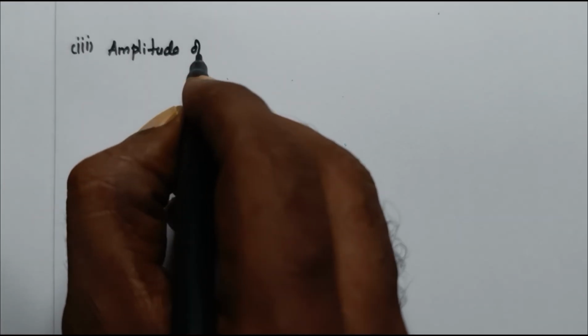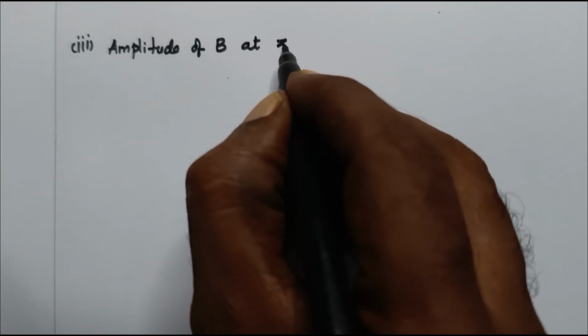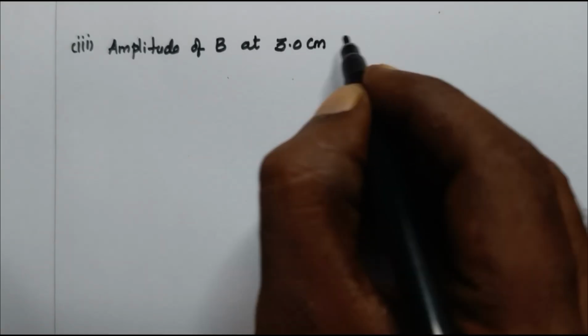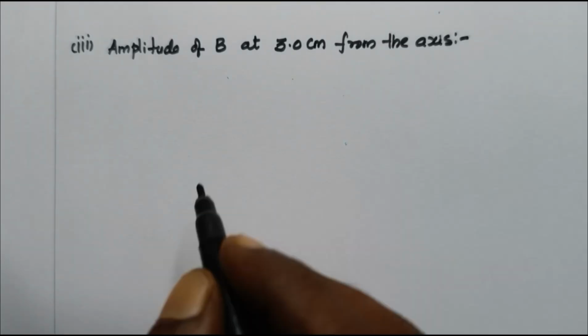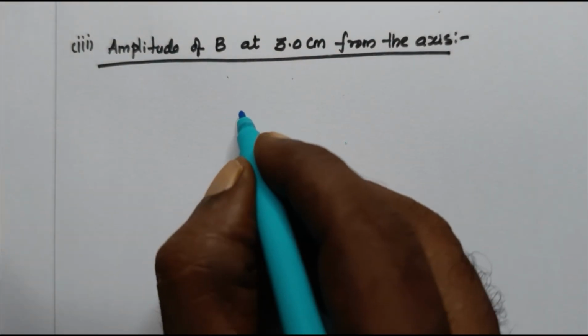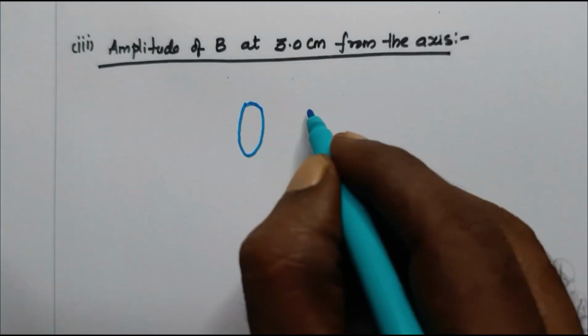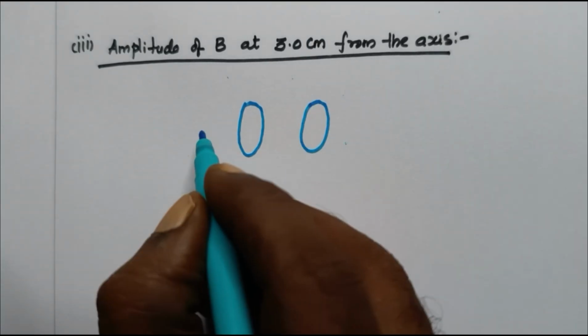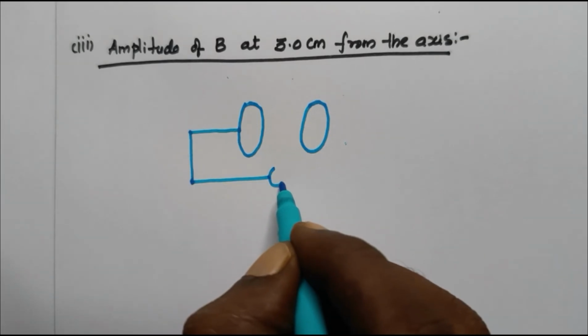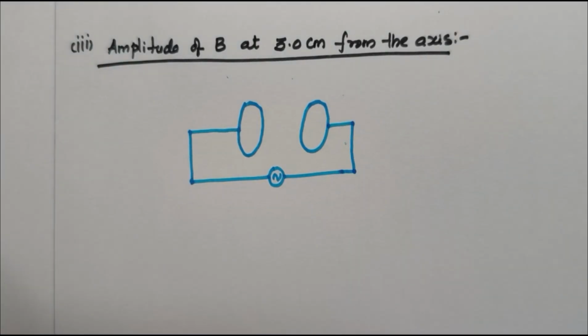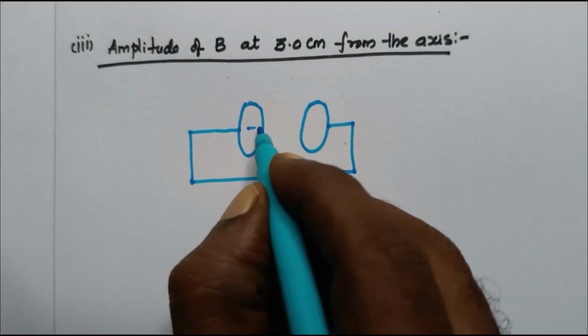Third question is we have to find the amplitude of magnetic field at 3.0 centimeter from the axis. Let these are the circular plates of the parallel plate capacitor. These plates are connected to an AC supply. This is the axis of the plates.